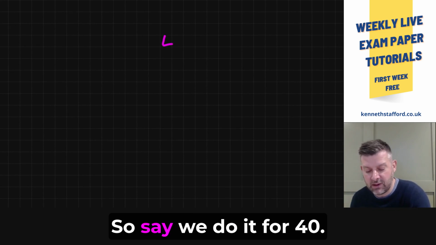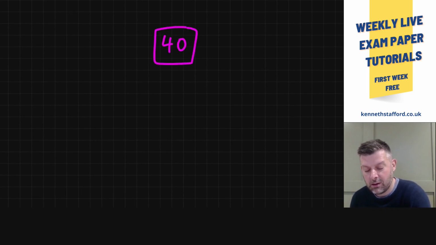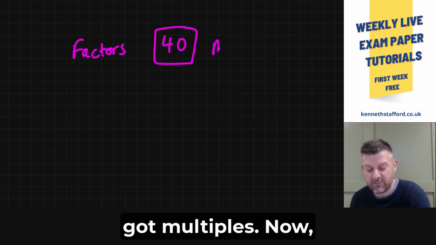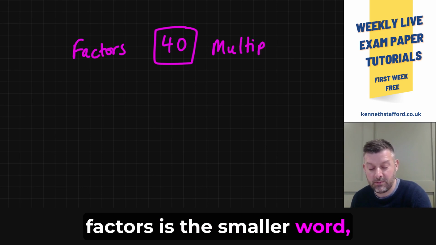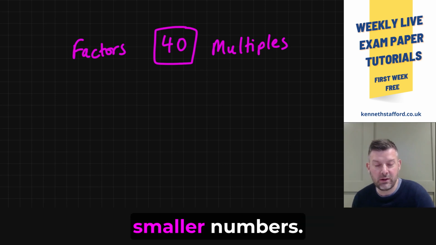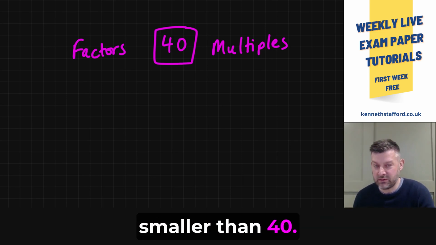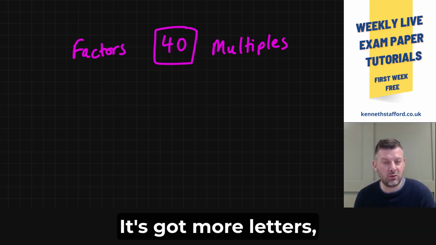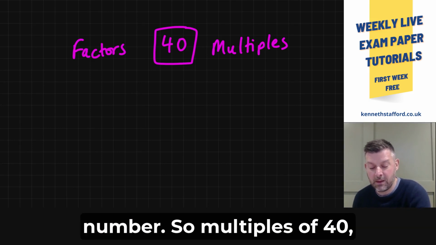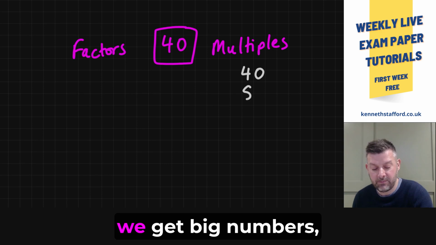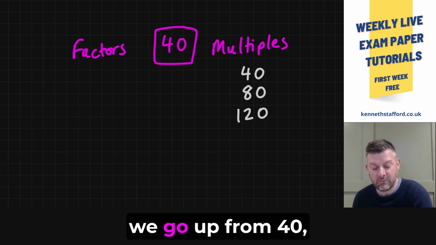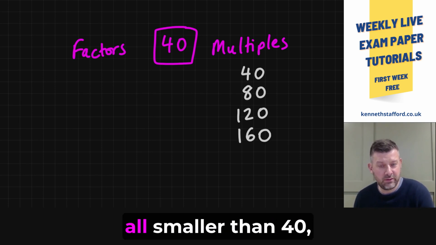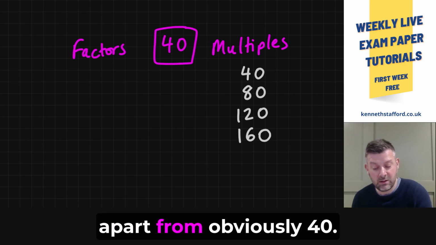So say we do it for 40. We've got factors and we've got multiples. Now, factors is the smaller word, and it also gives us the smaller numbers. It gives us numbers smaller than 40, also including 40. Multiples is the bigger word. It's got more letters, and it gives you the bigger number. So multiples of 40, we get big numbers. We go up from 40. Whereas factors of 40 are all smaller than 40, apart from obviously 40.